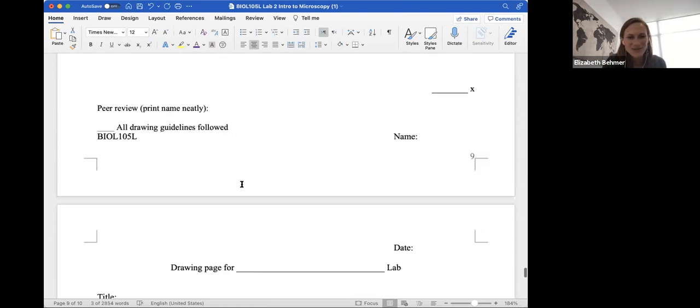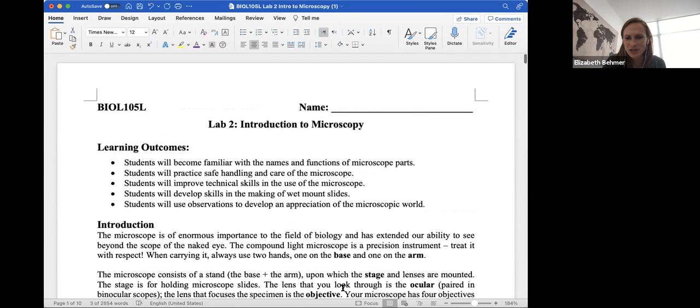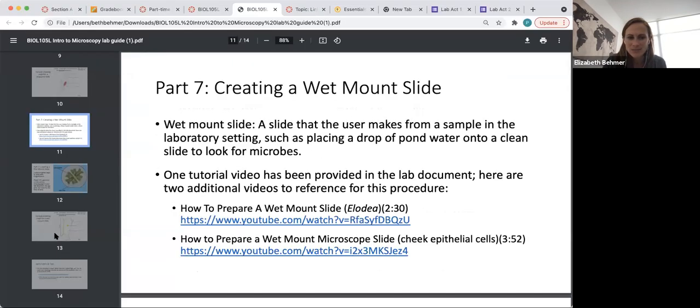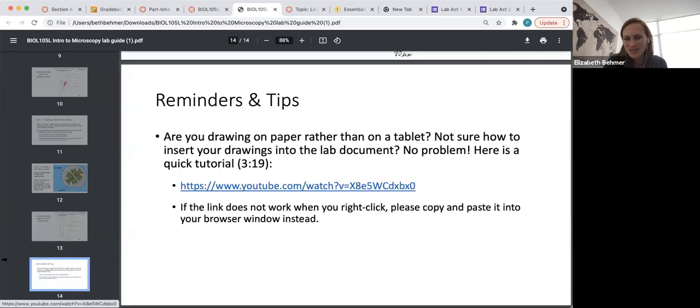So that's it for this lab. It's a little bit simpler. It's kind of just to give you an introduction on how to use a microscope. I'm going to go ahead and go back to your lab guide to make sure we got through everything. Again, sample drawing page for a wet mount slide. It just gives you pictures for that, reminders and tips. So I'm going to go ahead and stop the recording as this takes us through kind of an introduction for this lab.